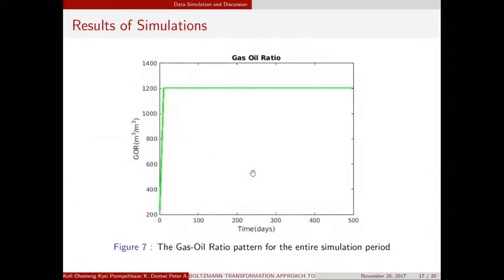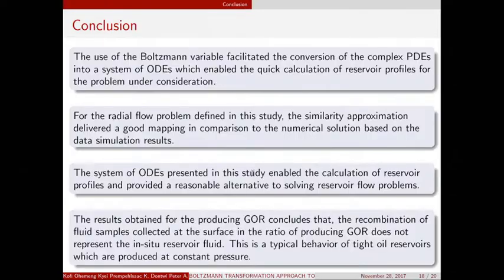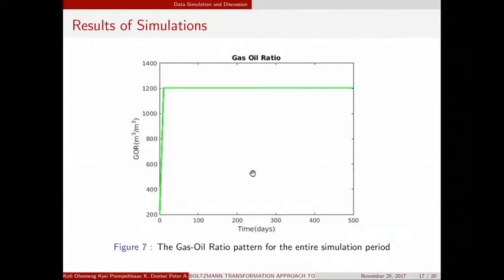Then the last investigation that we undertook was to look at the gas-oil saturation profile of the system, just to see how well the Boltzmann approach was able to mimic the exact nature of the reservoir, and we recorded a constant gas-oil saturation as soon as production started, of a value of around 1,200.